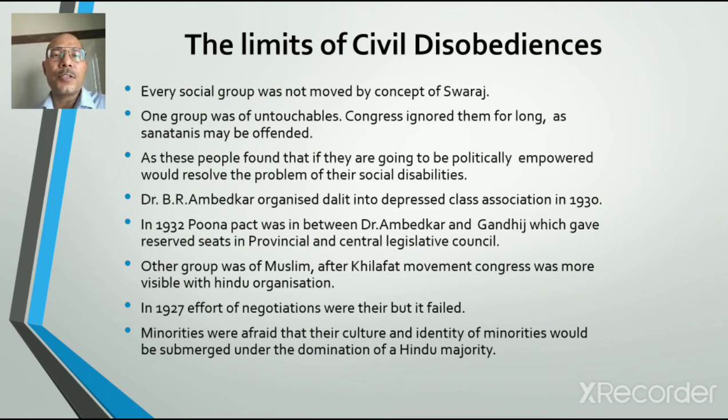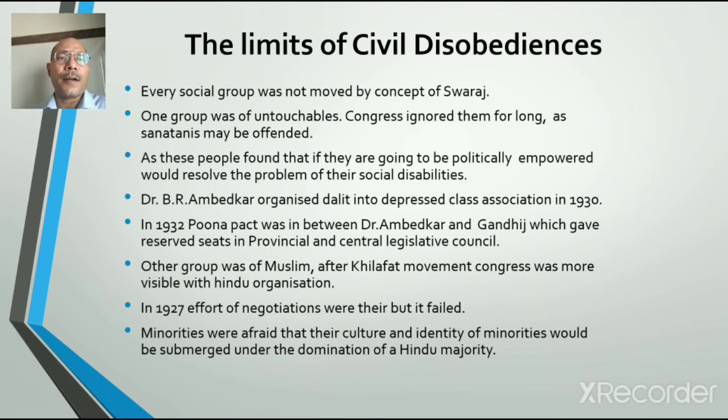In 1932, the Poona Pact was made between Dr. B.R. Ambedkar and Gandhiji, which gave reserved seats in provincial and central legislative councils. Dr. Ambedkar was demanding that there should be two representatives from each constituency: one representative of Dalits, another the general one. But after certain negotiations with Gandhiji, it was agreed that certain seats are going to be reserved for scheduled castes and scheduled tribes.